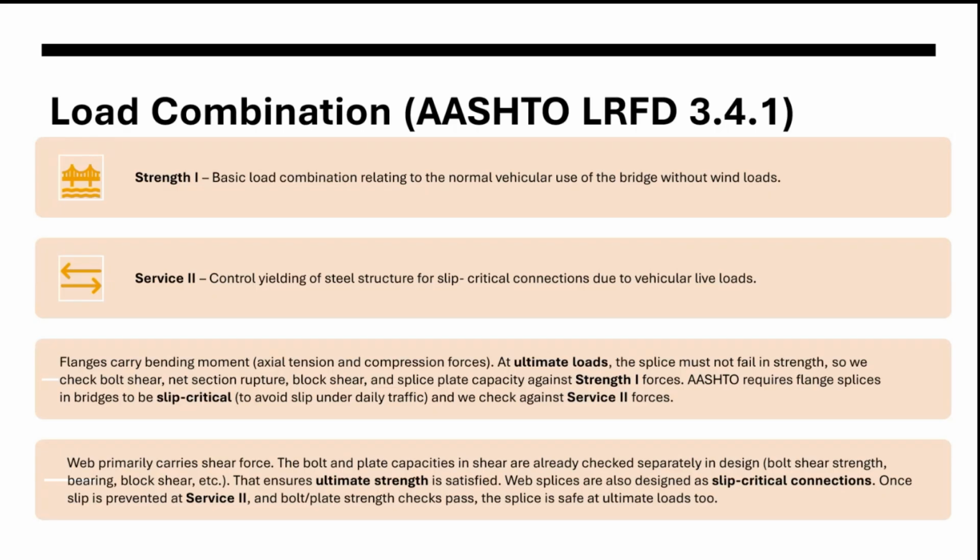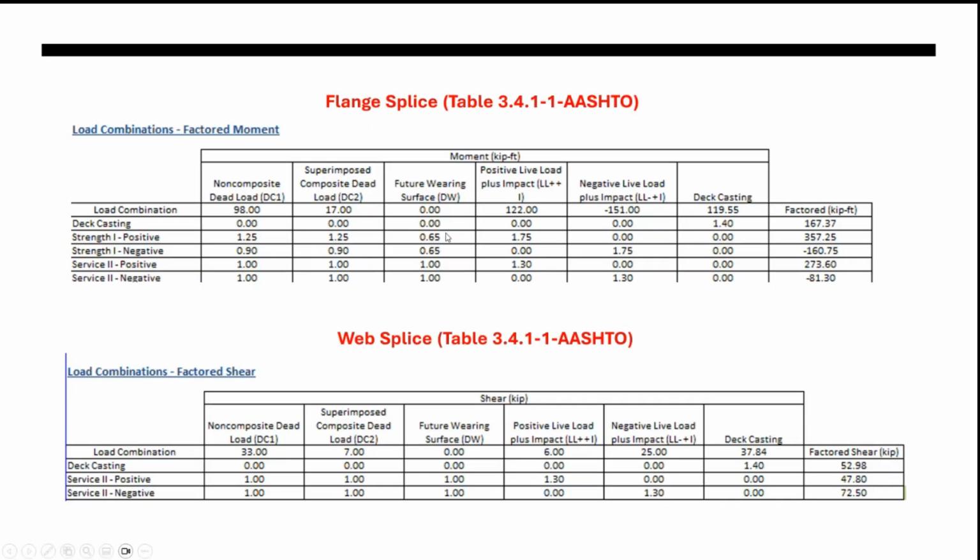And the second one is the web. That's the shear component that carries the majority of the shear force, as we have seen in the stress distribution diagram. The bolt and the plate capacities in shear are already checked in the Strength I. So basically, we design the web splice plates for the Service II load combination. That is the slip critical combination. So these are the load combinations that we have used for the flange splice plates and the web splice plates. As you can see here, we have used the Strength I and Service II for the flange splice plates, and for the web splice plates, we have used the Service II load combination.